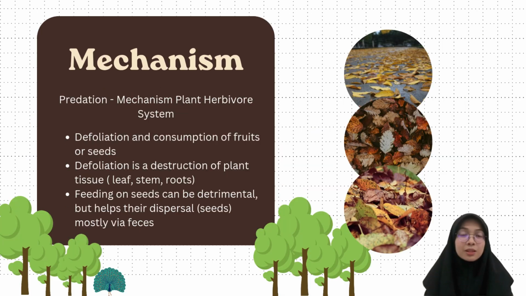So, the mechanism of the plant-herbivore system: the defoliation and consumption of fruits or seeds. So, what is defoliation? Defoliation is the disruption of plant tissue like leaves, stem, and root. Feeding on seed can be detrimental, but it still helps their dispersal, mostly via feces.